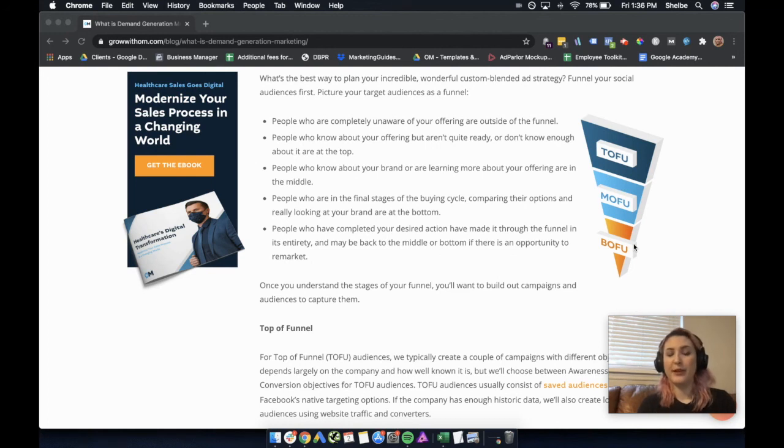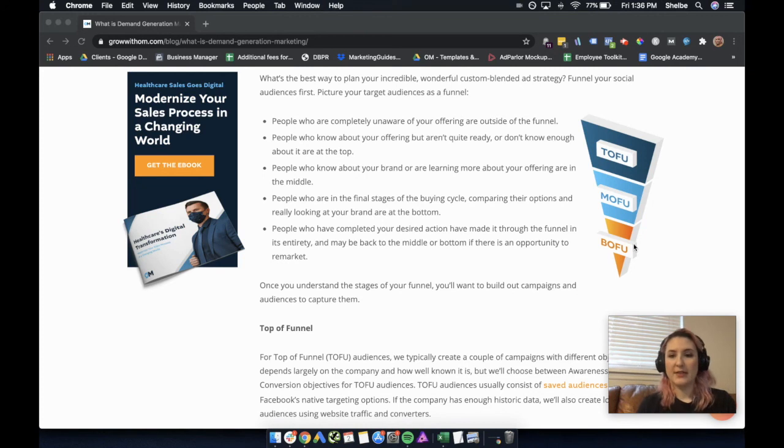People who have completed your desired action, they have made it through the funnel. And depending on your offering, if there is a chance for reconversion, maybe you sell a product and it needs to be replaced every now and again, or it's a finite resource, and they have to keep buying more, they would have the chance to keep reconverting, and they might live back in the middle or the bottom of the funnel. And in that case, there is a chance to remarket, which I'll talk about in a little bit here.